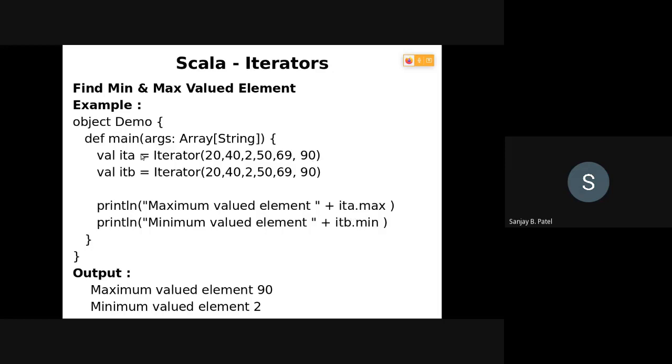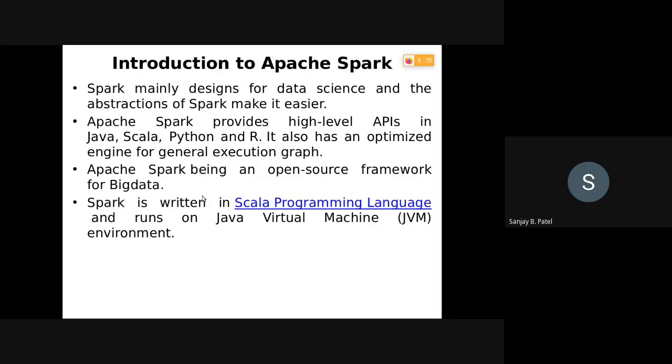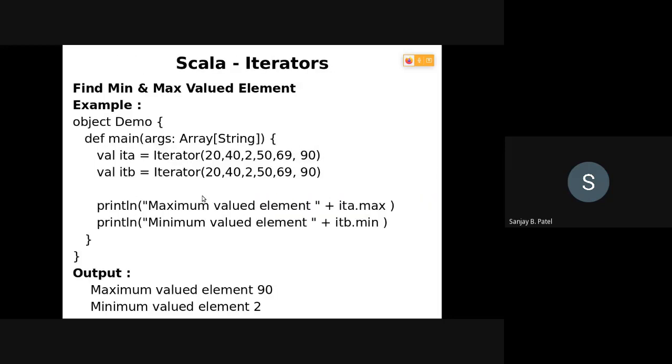So ita is a constant value to declare a variable, ita.max. Okay? This way we are accessing. The second is the minimum value of this. That is a true element. Okay, in the list of elements the minimum value is 2. So 2 is found. Okay, so this is the last example. We are demonstrating.